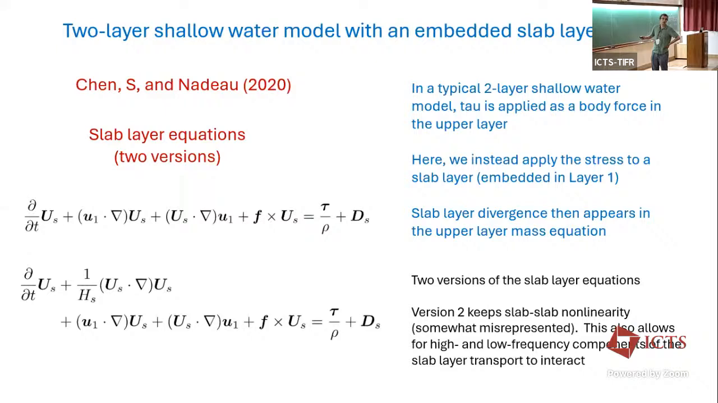So I'm going to add horizontal dissipation to this problem just because you need it for numerical stability. But my slab layer transport is going to wind up with slowly evolving components, which are basically the nonlinear Ekman part, and fast evolving components, which are basically modified inertial oscillations, or near inertial oscillations, if you will. So I'll have these two versions of the slab layer, and the difference between them is just whether I have this Ekman-Ekman interaction or the kind of near inertial Ekman interaction.